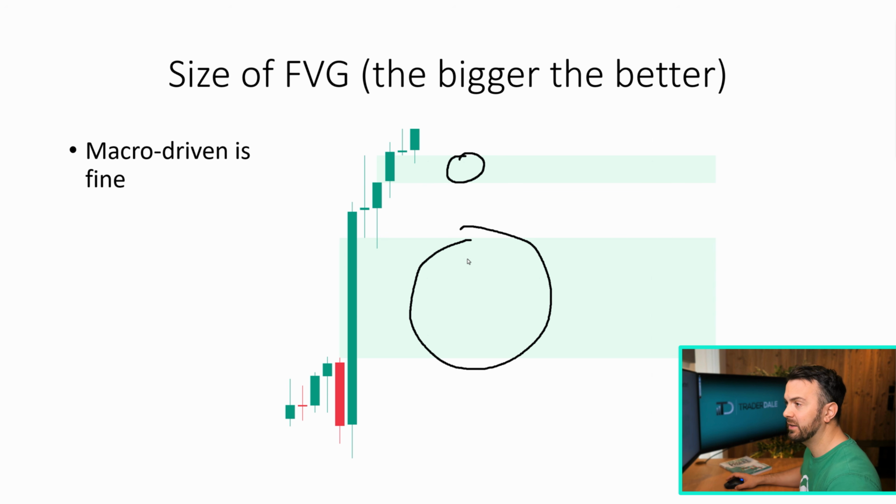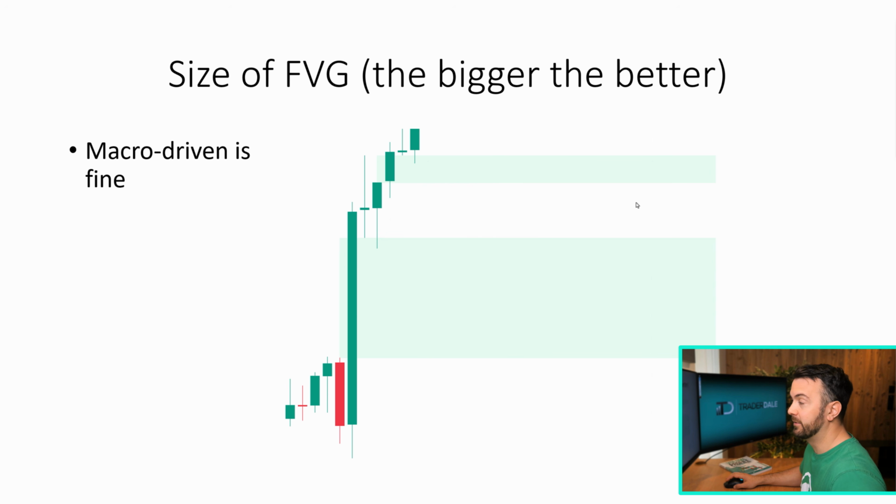Okay, now many people ask me whether, if the fair value gap is formed during a macro news, it's still good to trade or not. My answer is yes. If it's formed during macro news, there's no problem at all with that. I personally really like trading fair value gaps which are formed during macro news events. Okay, so this was the size of the fair value gap.